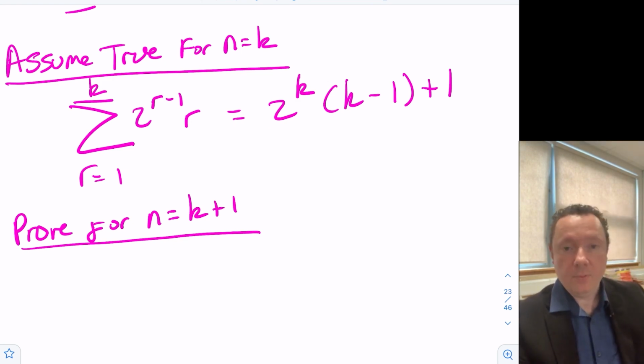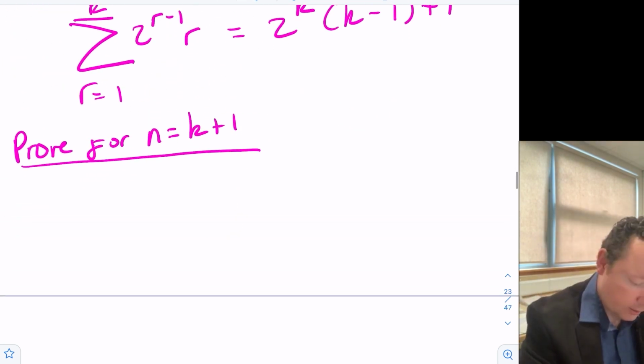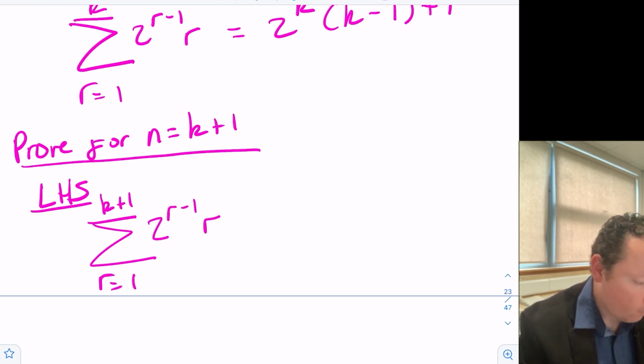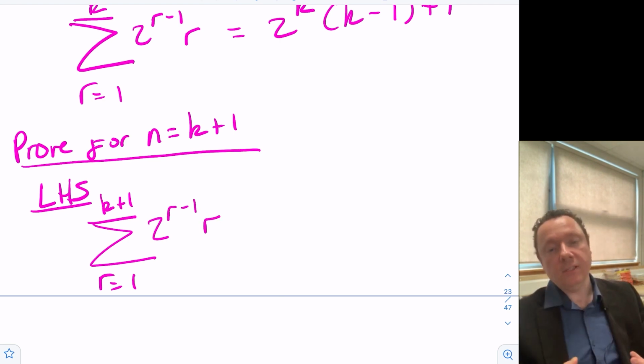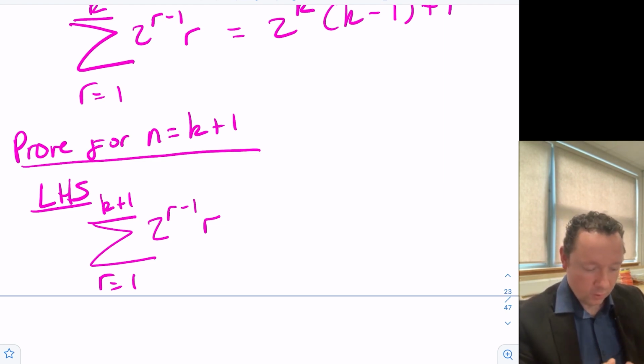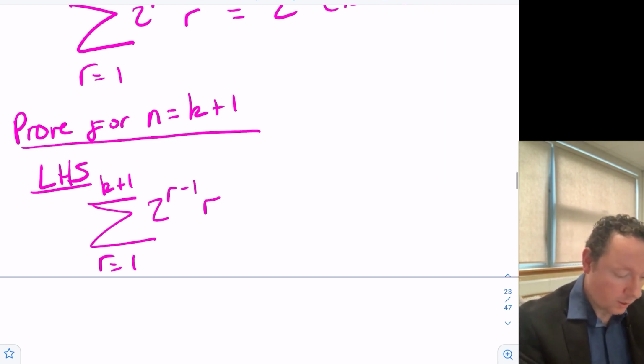So let's look at k plus 1 then. Looking at our left-hand side, that will give us the sum from r equals 1 to k plus 1 of 2 to the r minus 1 times r. And the game here, I suppose, is to pull this out to see if we can get some sort of composite sums that we add or take away, but we already know the answer to. So what does that equal?